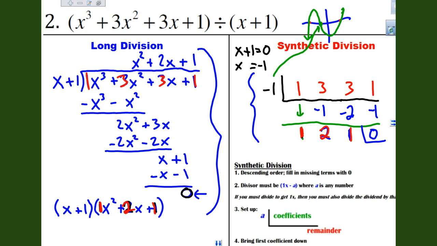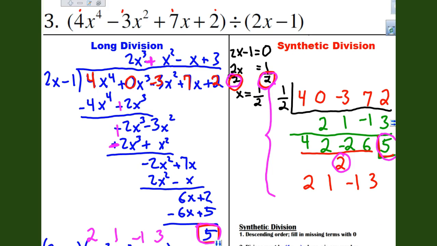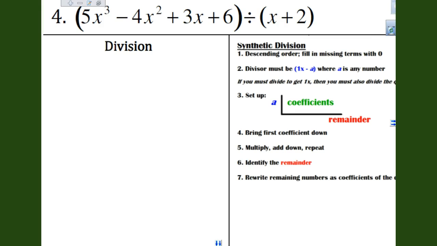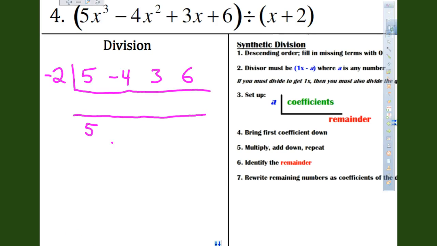So let's look at number 4 on the back. Go ahead and try it on your own, or try it with someone next to you and see if you get the same thing, or just work with each other as you go. Hey, is this what you guys got? Yes? All right.